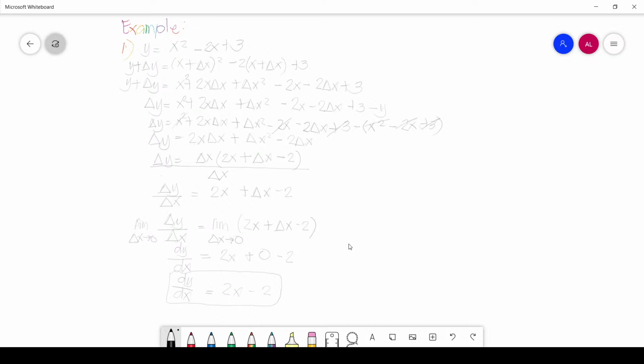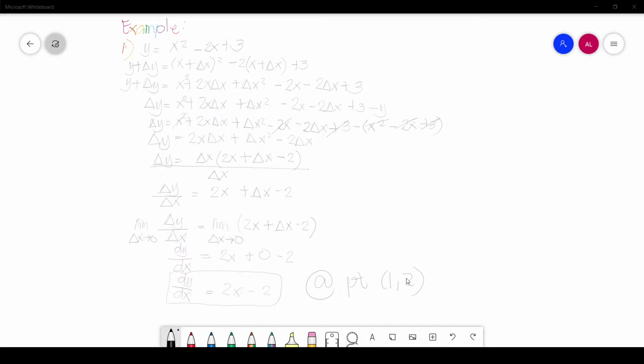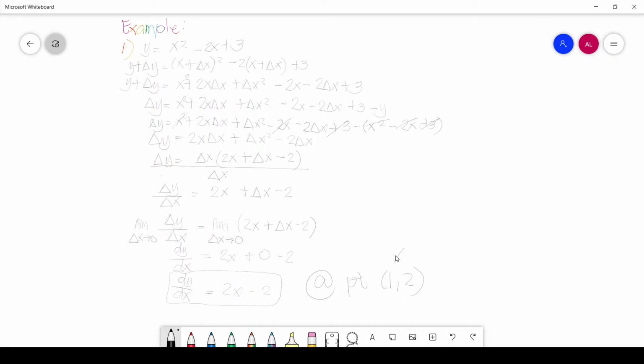Let's say at point (1, 2), so this is our x and this is our y. So we substitute. At point (1, 2), dy over dx is equal to 2 times 1 minus 2. That is equal to 0. Meaning, the slope is 0, or that is horizontal.